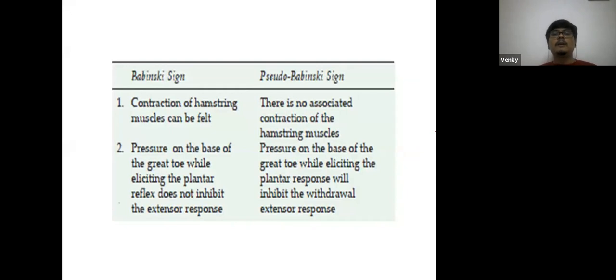So now comes the difference between the Babinski sign and the pseudo-Babinski sign. In the Babinski sign, hamstring muscle contraction can be felt. In pseudo-Babinski, there will be no contraction. In the Babinski sign, pressure on the base of the great toe will not inhibit the response, whereas in pseudo-Babinski, if you give pressure over the ball of the great toe, the response gets aborted. This is Babinski and pseudo-Babinski.